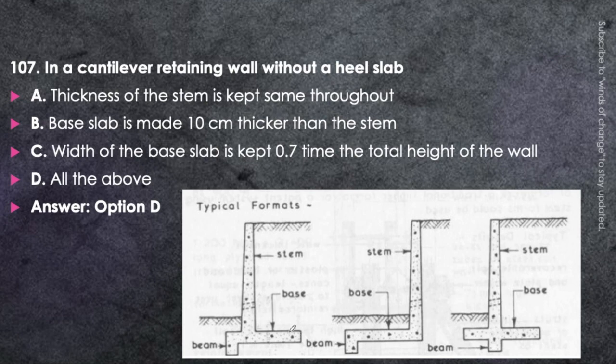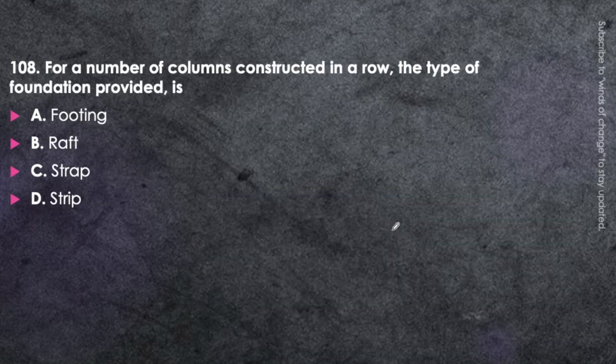This is the condition of a cantilever wall without heel slab. Here you can see a heel slab. In this case also there is a heel slab, but in this one there is no heel slab. In this, the thickness of the stem is kept the same throughout. First of all, the base slab is made 10 cm thicker than the stem, and the width of the base slab is kept 0.7 times the total height of the wall. This width of the base has to be 0.7 times the height of the wall. So memorize it.